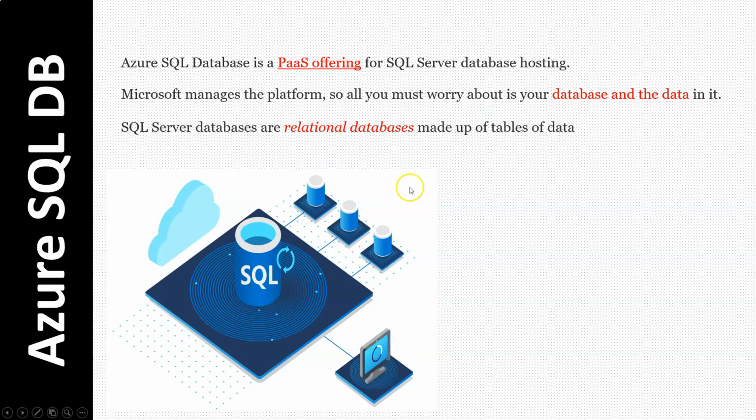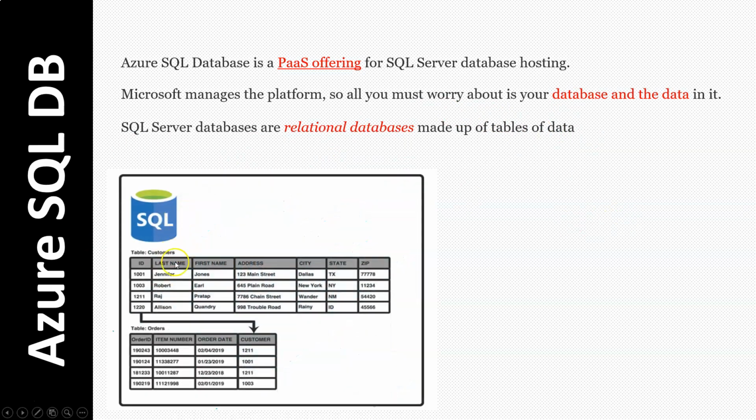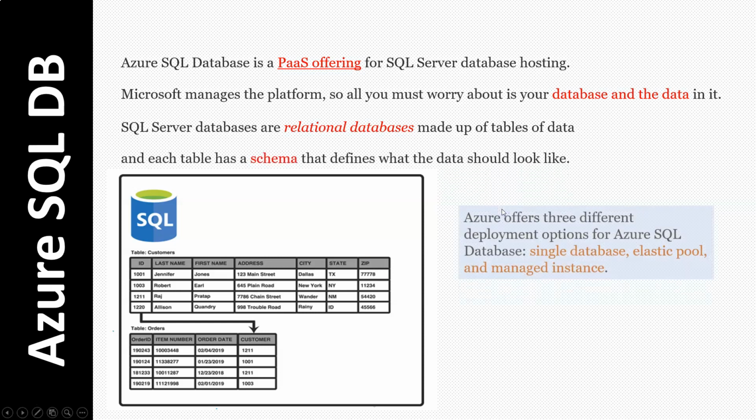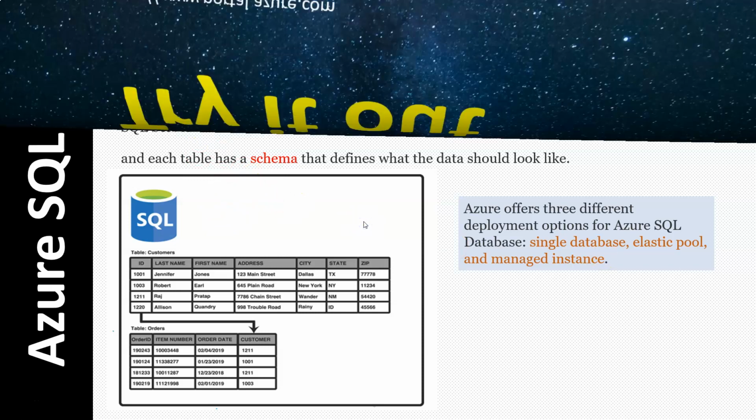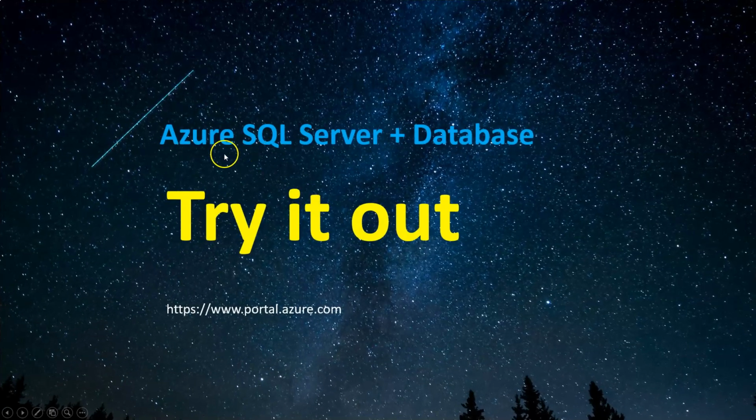SQL Server is RDBMS. So I hope you know what RDBMS is. So you need to create the tables. You need to first define the schema, the columns, and the types of the values that columns can contain, those things. And Azure offers 3 different deployment options for Azure SQL database: single database, elastic pool, and managed instance. So we'll talk about all these 3 options while creating the Azure SQL database. All right. Now let's see how we can create Azure SQL Server and database in Azure portal.